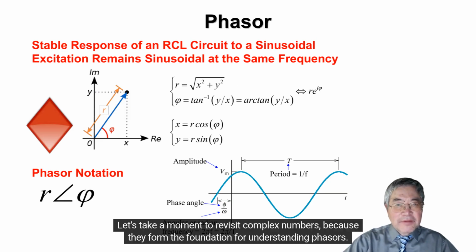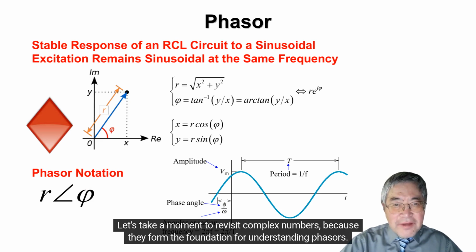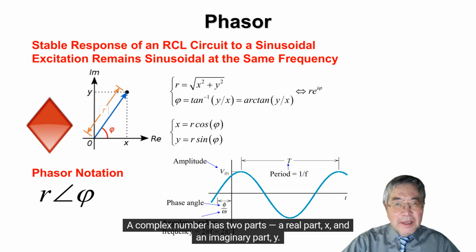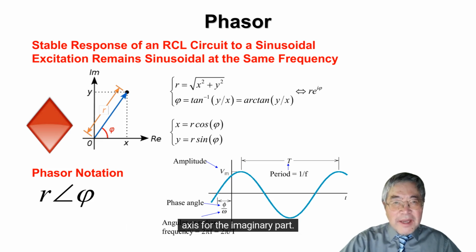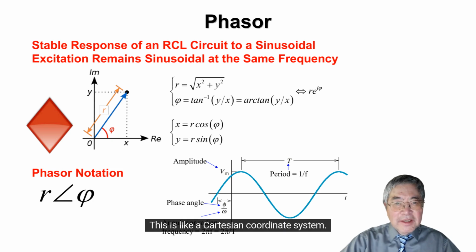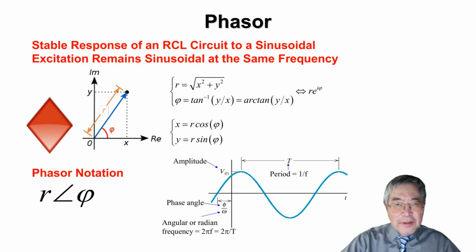Let's take a moment to revisit complex numbers because they form the foundation for understanding phasors. A complex number has two parts, a real part x and an imaginary part y. We can represent this on a complex plane with the horizontal axis for the real part and the vertical axis for the imaginary part. This is like a Cartesian coordinate system.